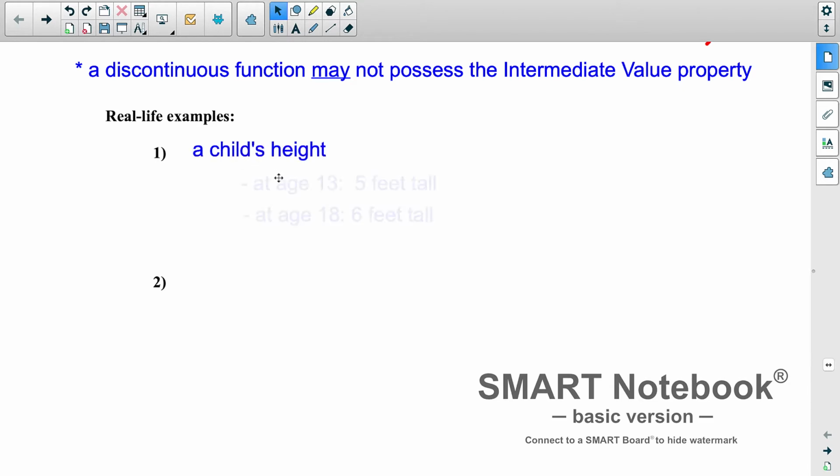Think about a child's height. Let's say that at age 13, someone comes into grade 7 or 8 or whatever, and they're 5 feet tall.